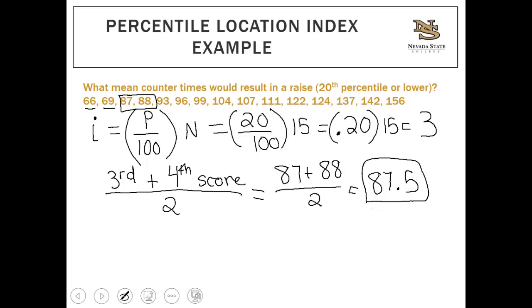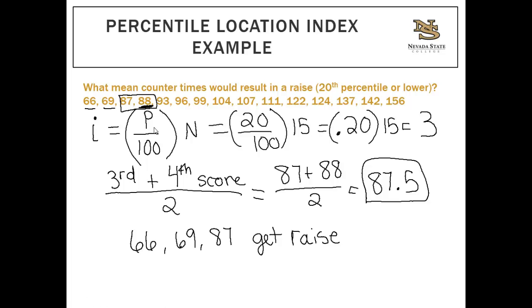So if we're thinking about who gets a merit raise, who has a score of 87.5 or lower, then the person that had a 66, a 69, and an 87 would get the raise. This person who had an 88 came really close but didn't quite cut it. So only 3 people would get a raise in this situation.